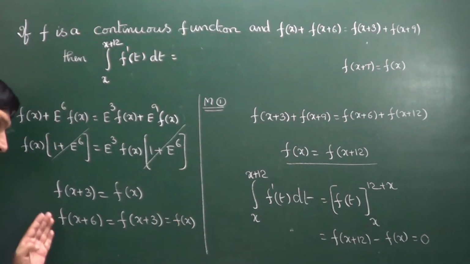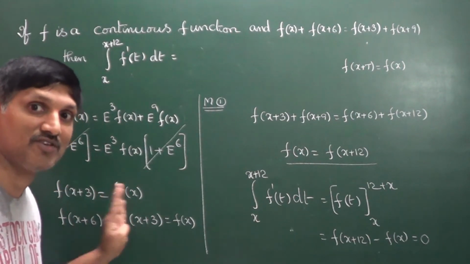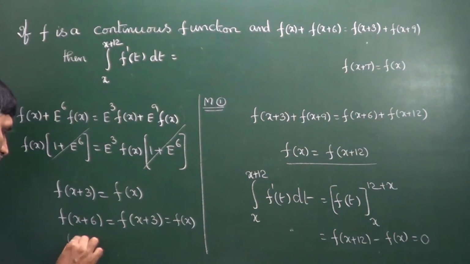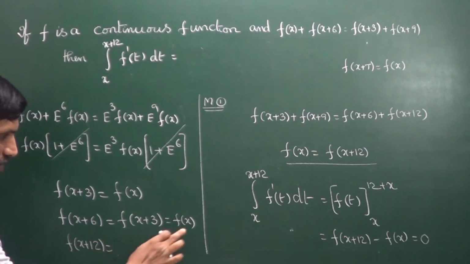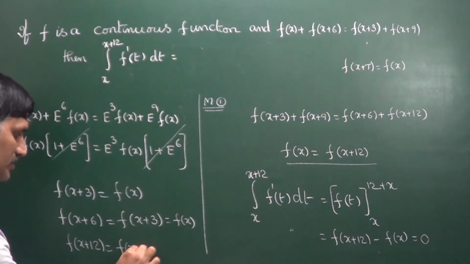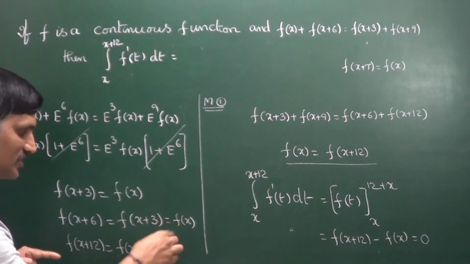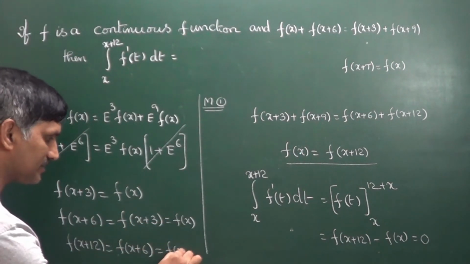Now again x is replaced with x plus 6. Then what happens? F of x plus 12 is equal to f of x plus 6. Now just now we got the information that f of x plus 6 is equal to f of x.